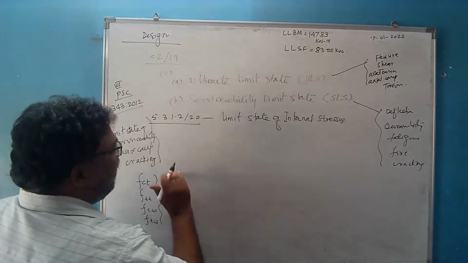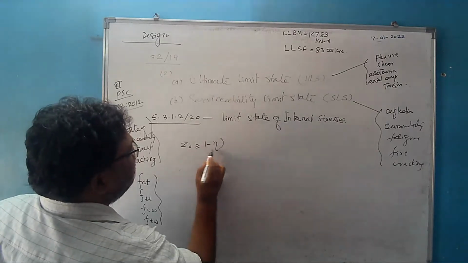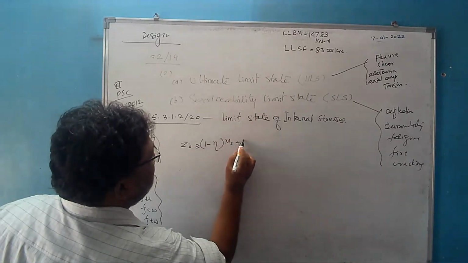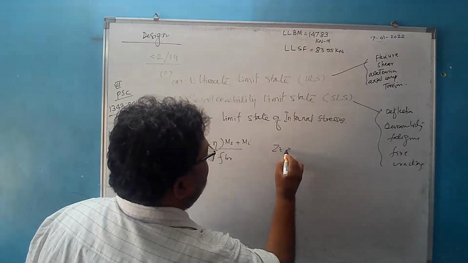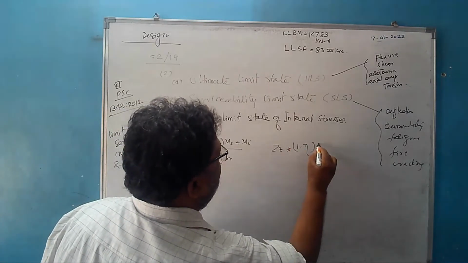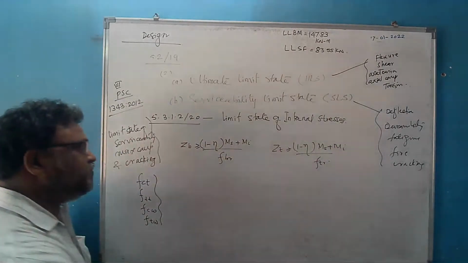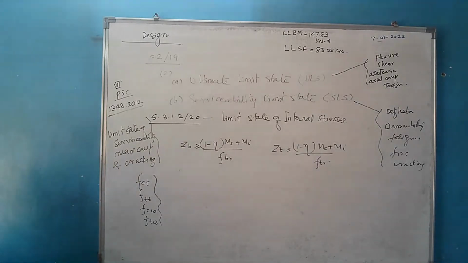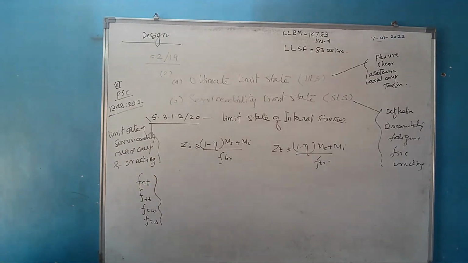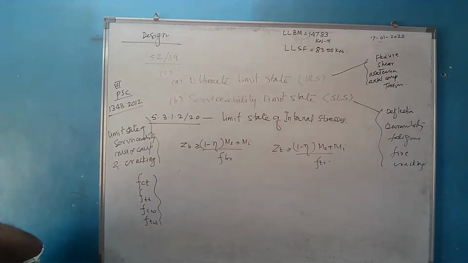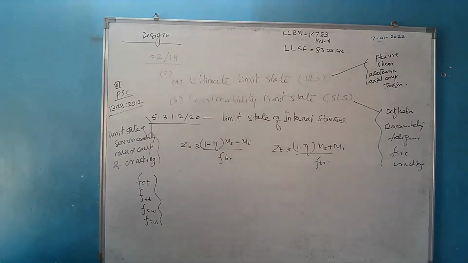अगर आपको याद रहेगा, we ensure this by providing the minimum sectional modulus: ZB must be greater than or equal to (1 minus eta) Ms plus Mi divided by FBR. ZT must be greater than or equal to (1 minus eta) Ms plus Mi divided by FTR. Is it right? अगर हमने सेक्शनल मॉड्यूलस ऐसे प्रोवाइड किया, करस्पॉन्डिंग टू बॉटम फाइबर, और सेक्शनल मॉड्यूलस उतना प्रोवाइड किया करस्पॉन्डिंग टू द टॉप फाइबर, then it will be safe in the limit state of serviceability cracking.